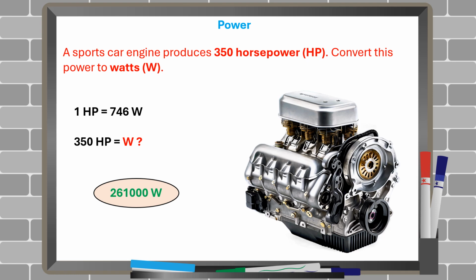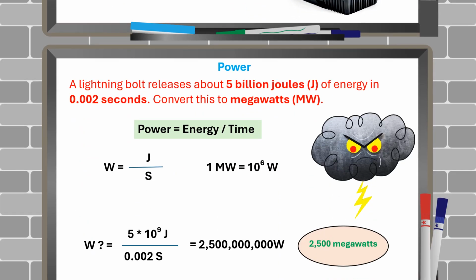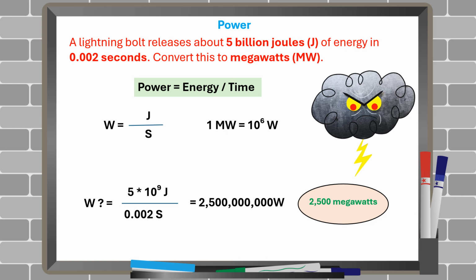That means this engine could power over 260 houses at once. Here, we're diving into the insane power of lightning and converting its energy output into megawatts. Let's electrify our knowledge. We know that a lightning bolt releases about 5 billion joules of energy in just 0.002 seconds. But how much power does that equal in megawatts?